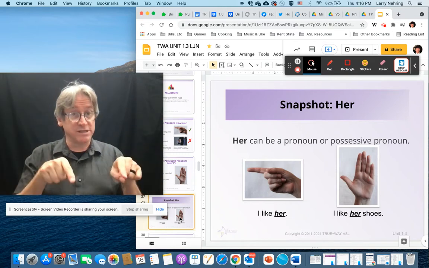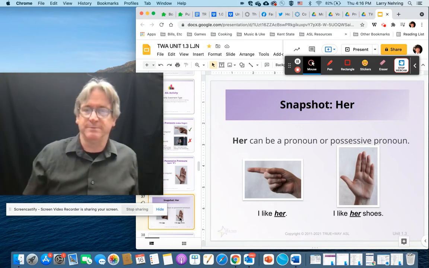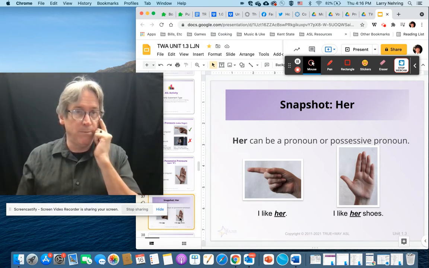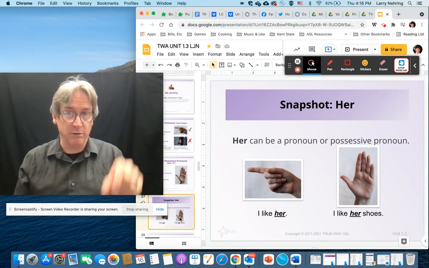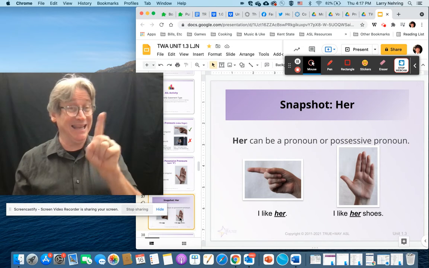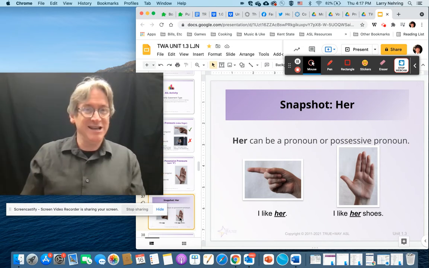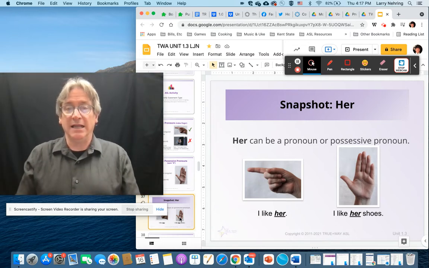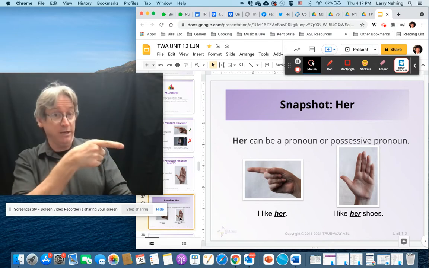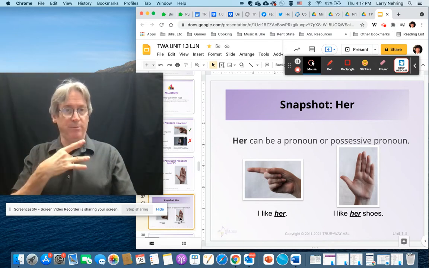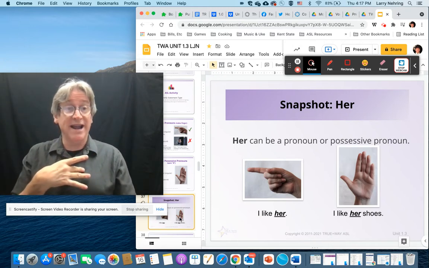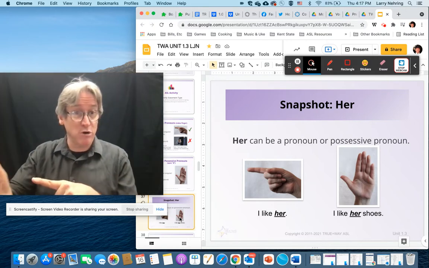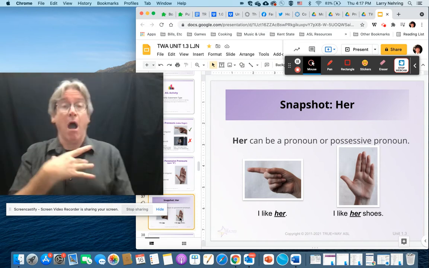Well, here's the question of her versus her, and there's a video for this. There's a video for each of these. But think about how we use it in English. We use her for both: I like that person, her, as a pronoun, and I like her shoes. It's different for men: I like him, I like his shoes. So I want to make sure that we're separating what the meaning is. For her, I like her, the person, you're going to point, like you're pulling off a little piece of lint. And I like her shoes, sign for shoes, her shoes. Her, possessive pronoun. So keep that in mind. I like him. I like his shoes.